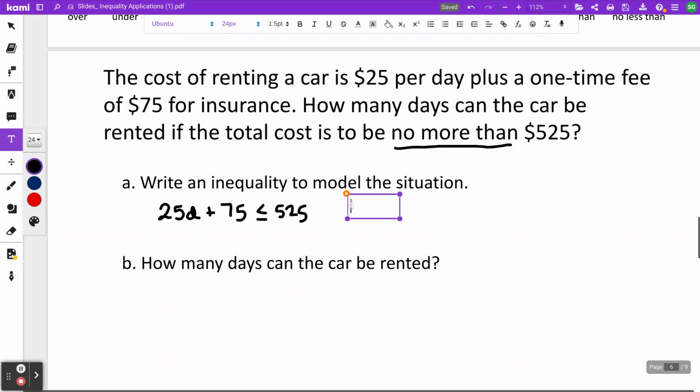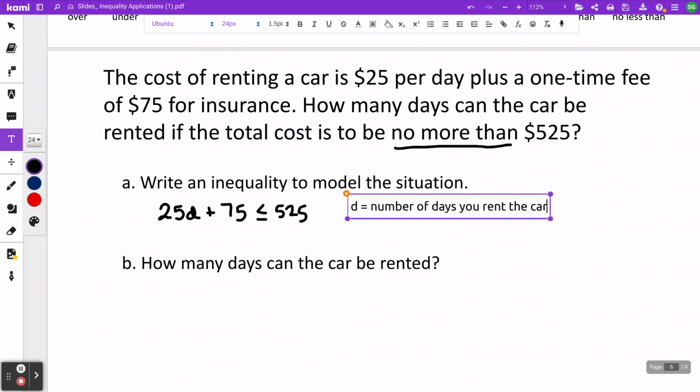And I'm going to switch to typing. Because we used that variable, I need to say what D represents. Remember, if you're describing a variable, you want to be as specific as possible. So I'm not just going to say day. I'm going to say it's a number. Is it the number of dollars you pay, or is it the number of days in a week? What is it? It is the number of days you rent the car. Remember, your variable is always the thing you don't know. It's not the money you pay per day, because we know that, but we just don't know how many days you have the car. So this right here would be a perfect inequality and a description of our variable.